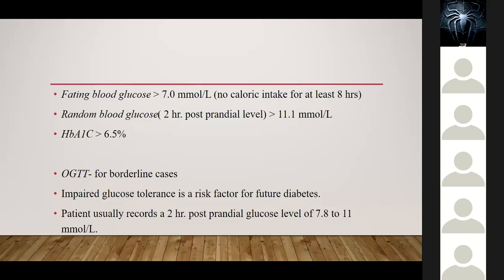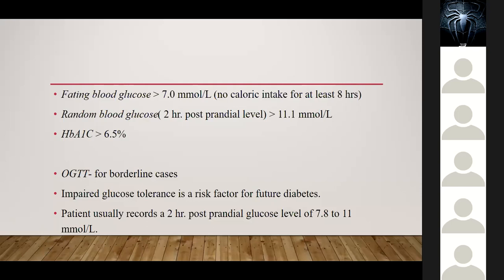So if we say random blood sugar 2 hours postprandial, it's not like as soon as the patient eats, you go and take the patient's blood. No, then we'll say everyone is diabetic. You wait for 2 hours afterwards, and then you check, and then that's when you can use this value.